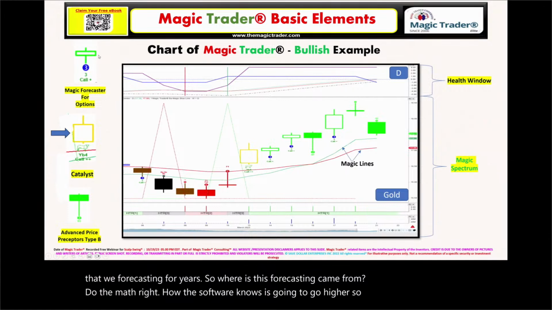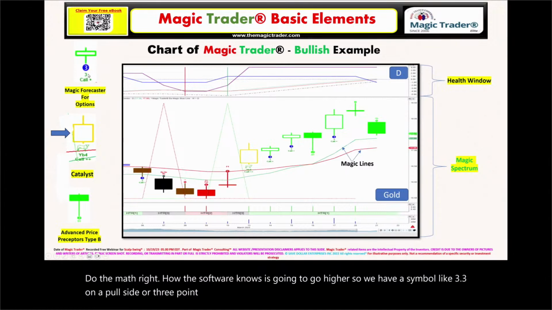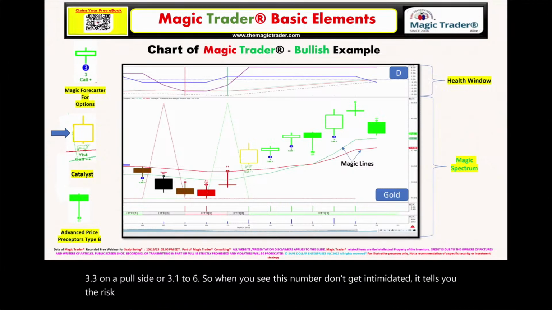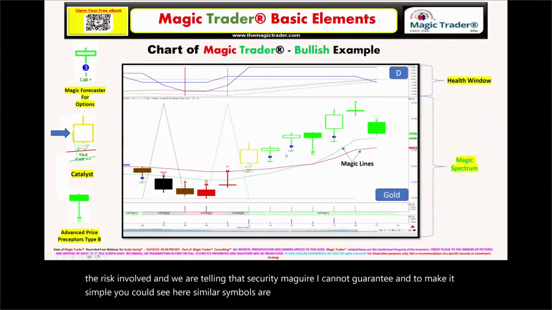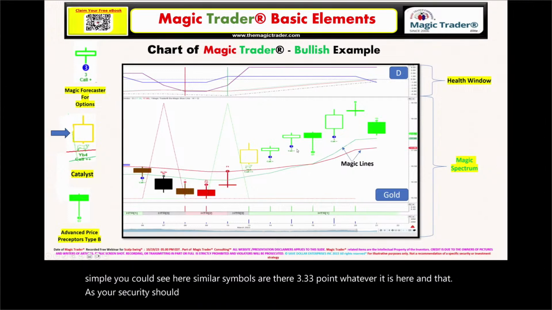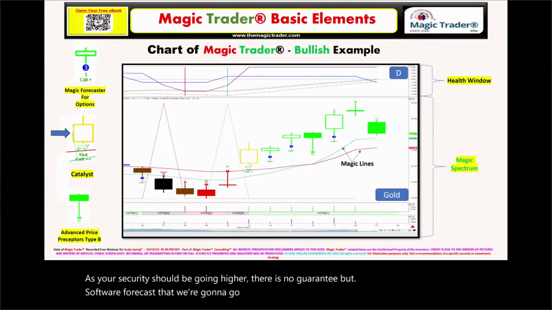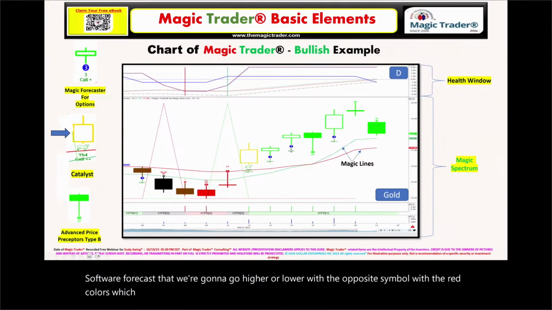So we have a symbol like 3.3 on a bull side or 3.1 to 6. When you see this number, don't get intimidated. It tells you the risk involved. And we are telling that the security may go higher. I cannot guarantee. To make it simple, you could see here, similar symbols are there, 3.3, 3, whatever it is. And that tells you the security should be going higher. There is no guarantee, but the software forecasts that we're going to go higher, or lower with the opposite symbol in red colors, which we're going to show later.